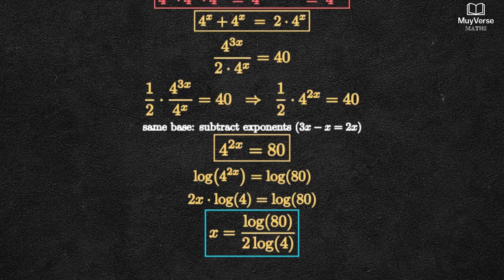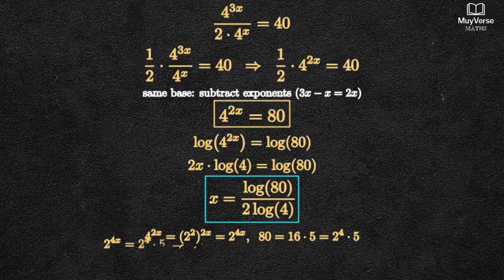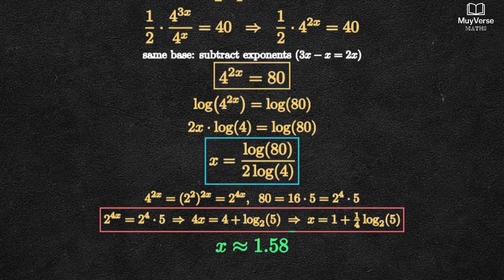As a quick check, we can rewrite with base 2. 4 is 2 squared, so 4 to the 2x is 2 to the 4x. 80 is 16 times 5, or 2 to the 4 times 5. So 2 to the 4x equals 2 to the 4 times 5 gives 4x equals 4 plus log base 2 of 5, and x equals 1 plus 1/4 times log base 2 of 5. Finally, compute a decimal approximation. Using common logs to 4 decimal places, x is approximately 1.58.